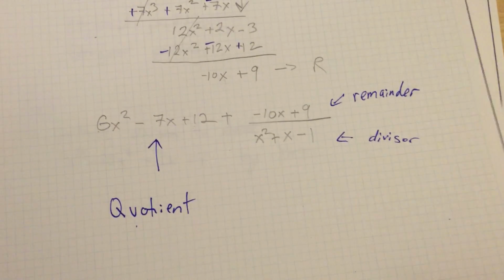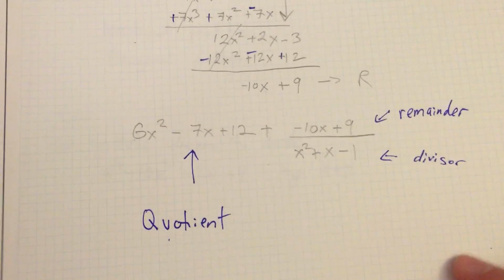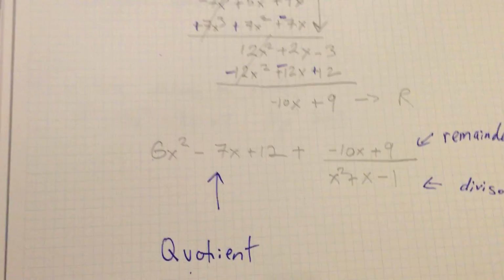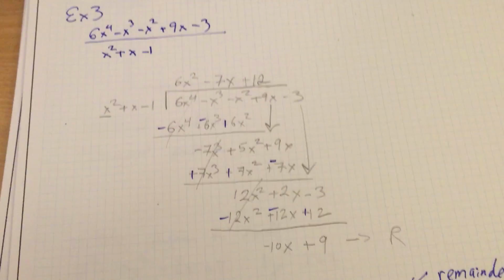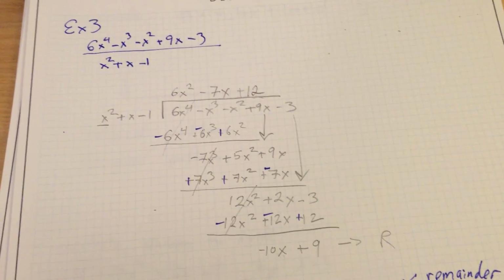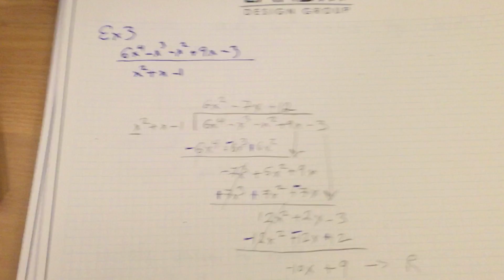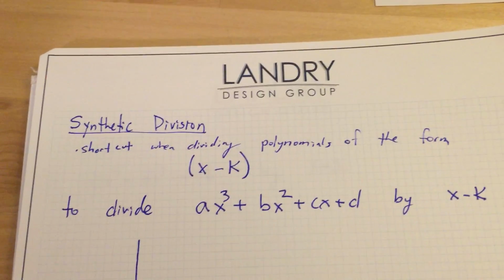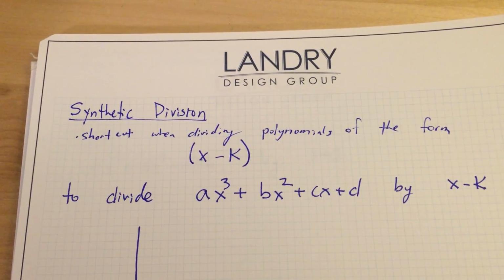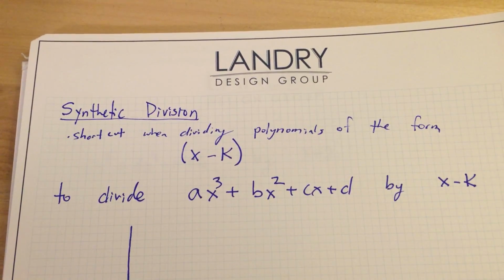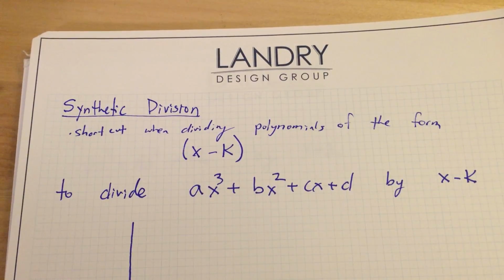Now, with long division, the key word in that is that it's long, right? So there are some problems that you have to use long division for. For example, our example 3 and our example 2, you should have used long division for it. But there is an easier method, and we're going to talk about that right now. So this is known as synthetic division. It is what I like to call a shortcut when dividing polynomials of the form x minus k.